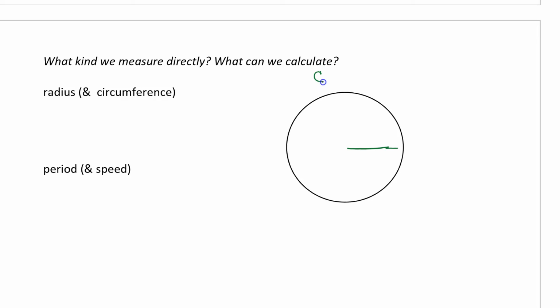Let's say I've got a very large clock. Let's pretend this is a very large clock, and that this here is maybe the second hand.